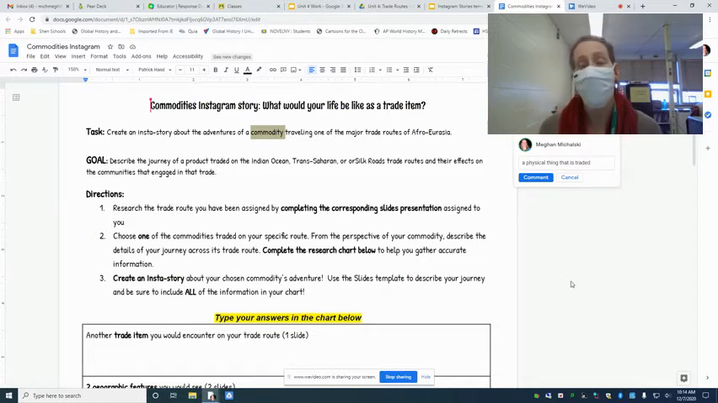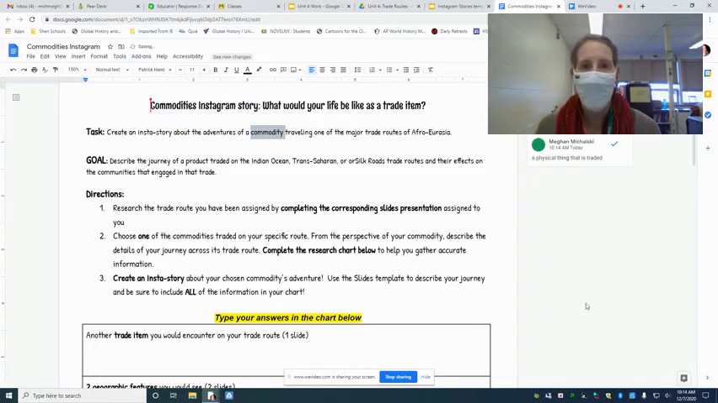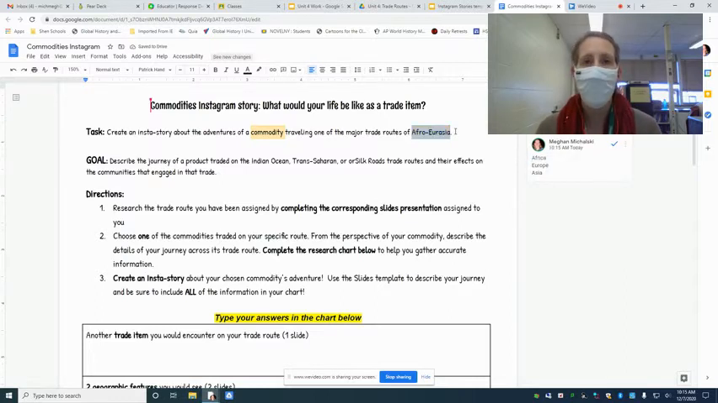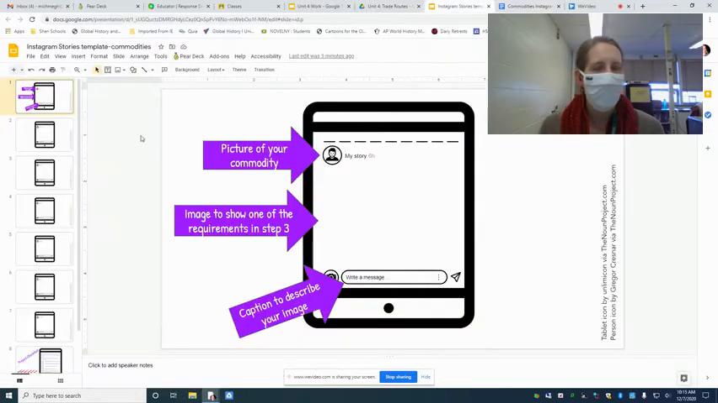People are a commodity, unfortunately. But it has to be something you can touch that is traded. Okay. And then one of the major trade routes of Afro-Eurasia. So if you find that term confusing, it's just a combination of the three continents of Africa, Europe, and Asia. And what you're going to find is that the trade routes that you're going to look at connect all three of those. Okay. So you're going to create an Insta story about the adventures of a physical thing across one of the major trade routes that connects those three continents.